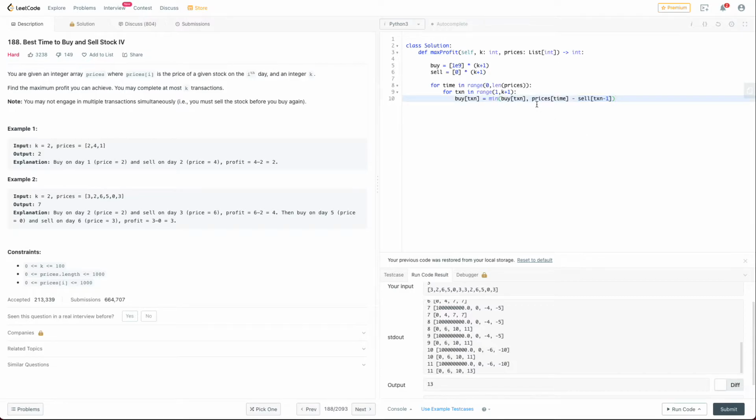And so I guess the intuitive thing here is let's just say k equals 1, then we have this, and then basically if k is 1, then you can basically cancel this, right? And then it's just for time in range 0 to prices, and then this buy is just the minimum of itself or whatever the price is.